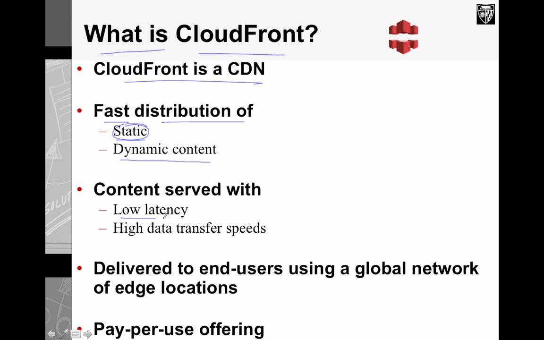Content is served with low latency to the end users because the content is close to the end users. Also, the edge site locations transfer the data with high data transfer speeds. That's because AWS has edge servers all over the world, and they have teamed up with local ISP providers to serve content fast. And it's delivered to the end users using a global network of edge locations, which are your edge servers in the edge locations. There is no upfront cost, it's a pay-per-use offering. If you look at many of the CDN providers, you have to go through complicated contracts.